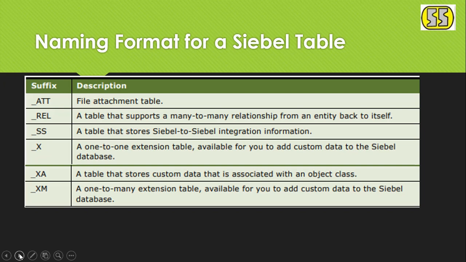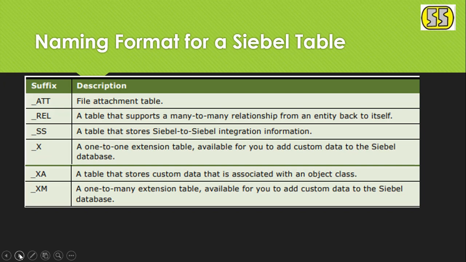But in attachment we will be keeping the file name, the file size, the file type, and the location where we have kept this file. So all those pieces of information we are keeping in the attachment table. So it's a different variety of table. That's why the table name is also followed by underscore att, so that Siebel will understand, so that the user will understand. That's why we have created this suffix ending with underscore att.